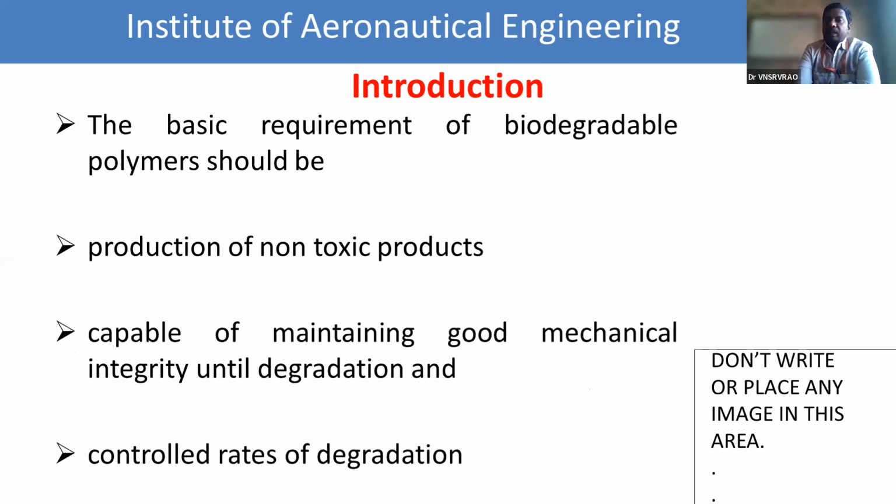And now see what are the requirements for a biodegradable polymer. First of all, the production of non-toxic products, that means they are not harmful to human beings, and they are capable of maintaining good mechanical integrity until degradation. So up to the degradation step, they remain mechanically strong. After that, we see controlled rates of degradation. That means the degradation should not occur as a single-step process. It involves a stepwise process, so that we can control the rate of the degradation process.